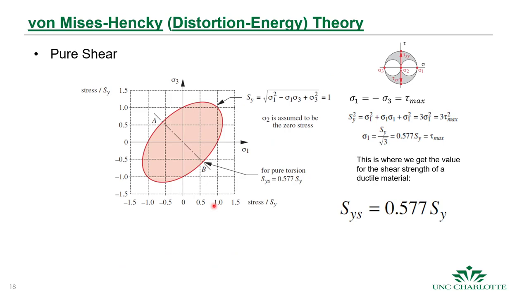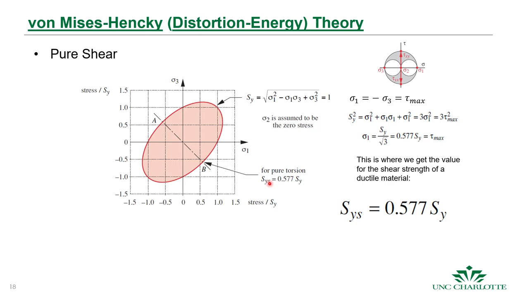And in pure shear, as I mentioned, we have sigma 1 is equal to sigma 2. You see that here, sigma 1 and 3 in this case. Sigma 1 is equal to sigma 3. Okay, so that's this line here on this failure plane. And then on this principal stress 2D plane, we can see that this point here is about 60% of the yield strength, and that's the yield strength in shear.